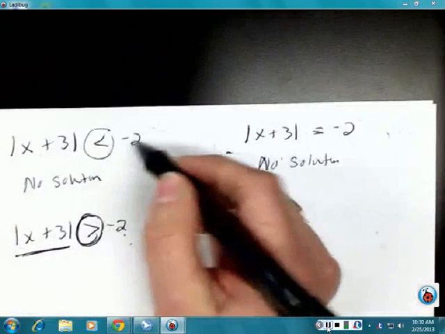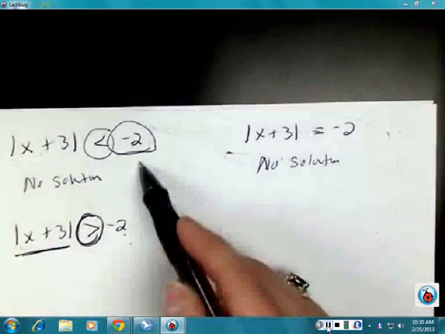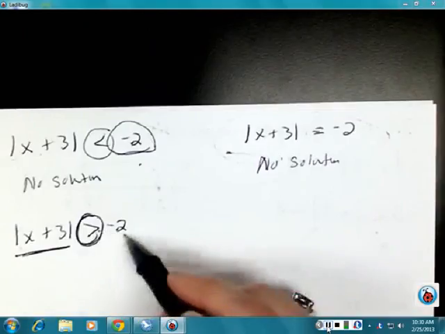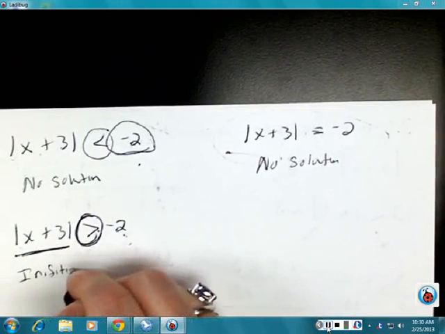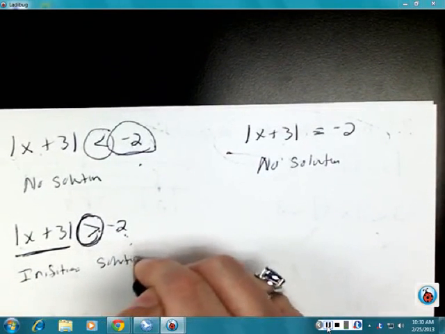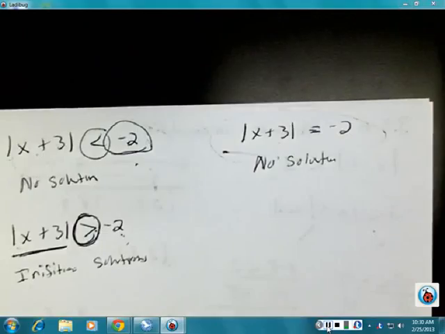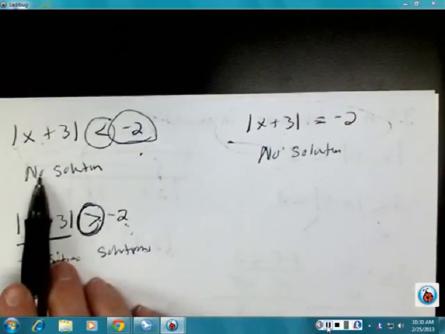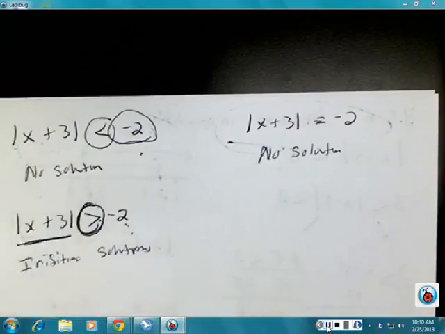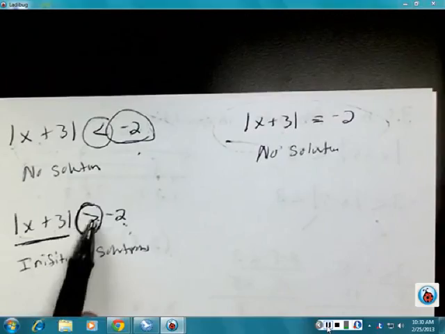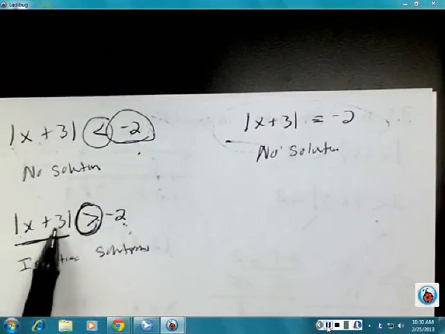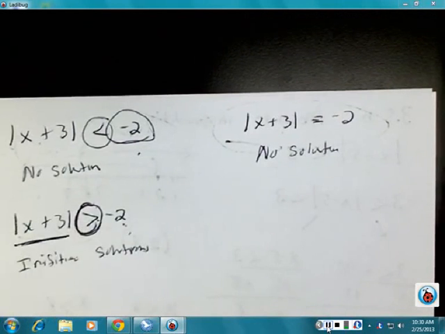You're going to have to watch what your symbol happens to be in here. If it's this side with a negative, there's no solution. If it's this greater than with a negative, there's infinite solutions, because x can be anything. And I don't need to do any math connected with this, because anything I put in here is going to make it bigger. If I put in a negative 5, plus 3 is a negative 2, but the absolute value of a negative 2 is a positive 2. So it's always going to be bigger. So this one has an infinite number of solutions.